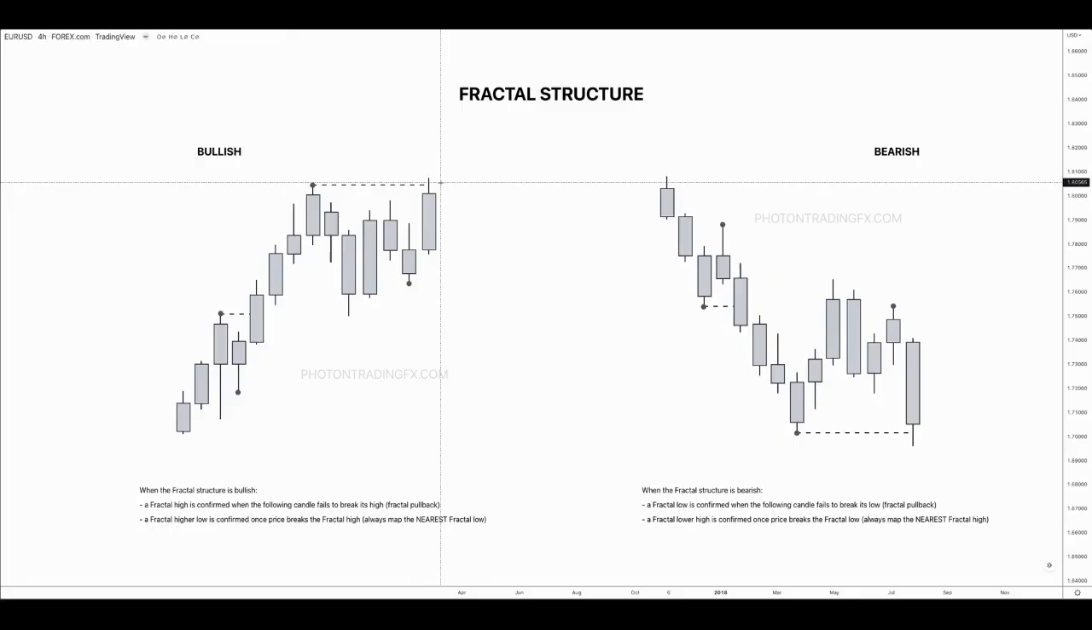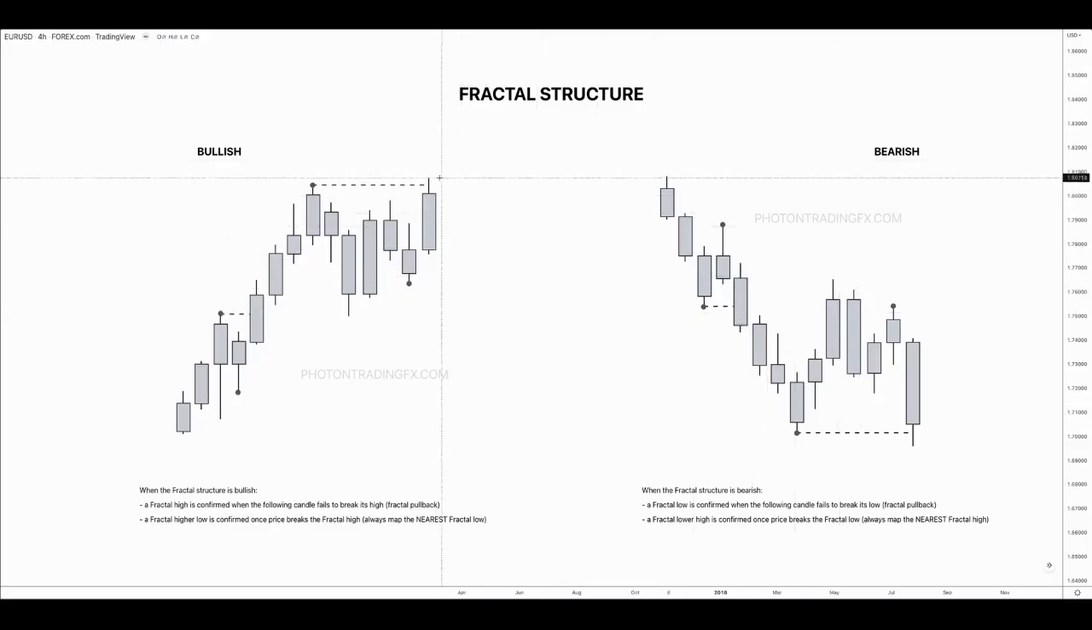Now, with fractal structure, when we want to find where the new low is, we always take the nearest one to where we had the break. We always want to find where the nearest one is, because remember, with fractal structure, we want to be very, very aggressive. That's the whole point of what we're trying to do here, okay? So when we get the break, we want to find where is the nearest low. As you'll see with swing structure, we always want to take the lowest low, but with fractal structure, we always want to find the nearest low, okay?